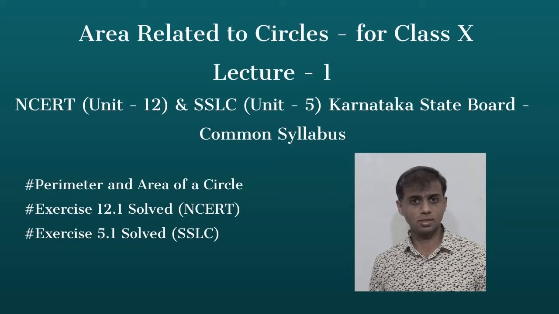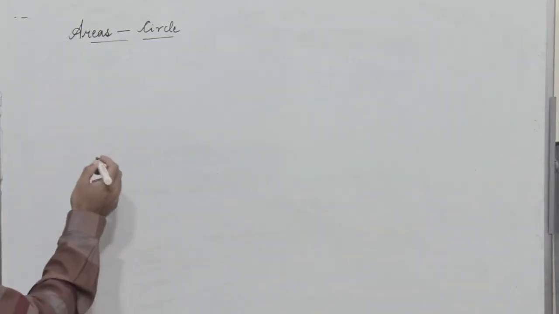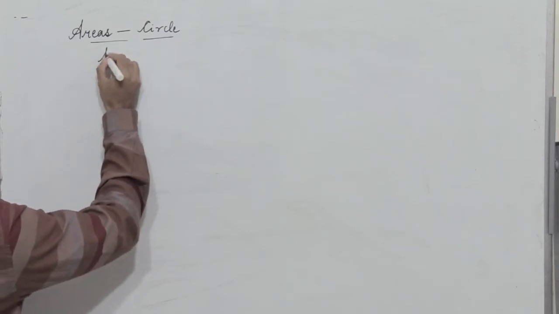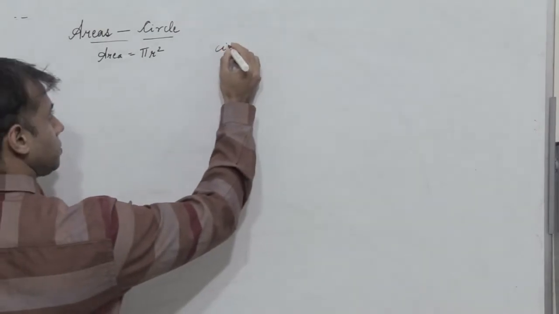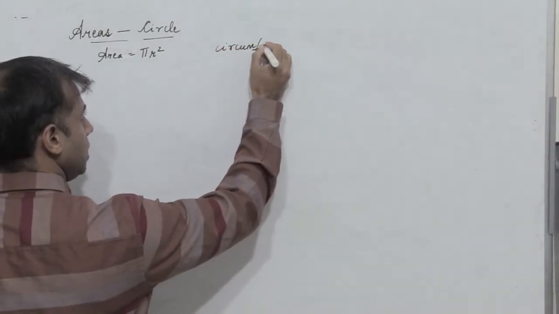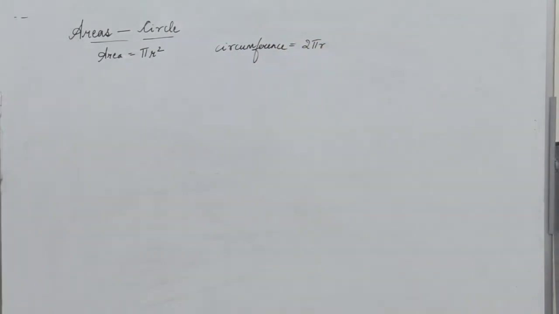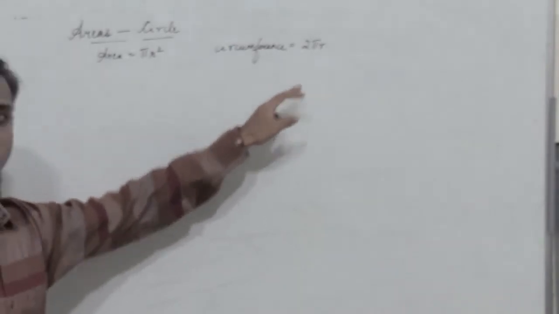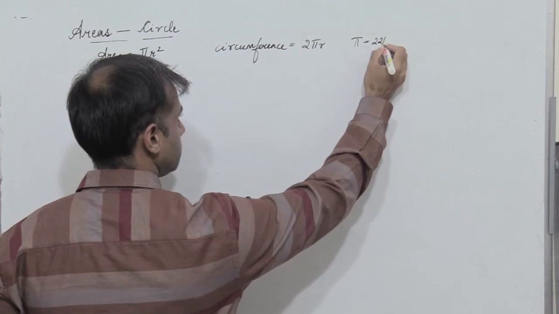Moving on with the next unit, we have areas related to a circle. Now we have two important formulas which we have already studied. The area of a circle is given by pi r square, where r happens to be the radius of the circle, and the circumference happens to be 2 pi r, right? Where again r is the radius of the circle and the value of pi is 22 by 7.